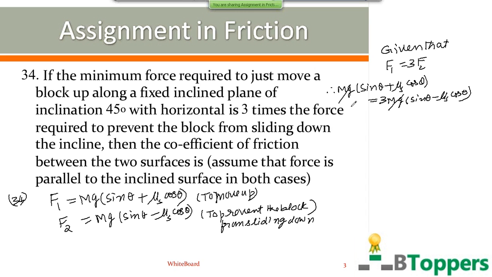You can cancel mg on both sides. Sin theta equals sin 45 degrees, which is equal to 1 by root 2. Cos theta is cos 45 degrees, that is also equal to 1 by root 2. So you can take 1 by root 2 common on the two sides, and that gets cancelled on both the sides. So you get 1 plus mu s equal to 3 times 1 minus mu s.